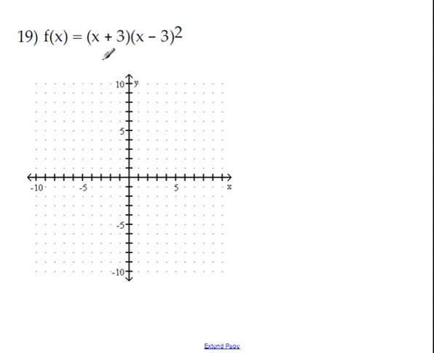Alright, so I get my minus 3 and my plus 3. Put those out here. Now what's weird is we got to make sure we take care of that 2. 2 means bounce, so when I get to this point I'm going to bounce off of it. I'm not going to go through that one. That's what I need to remember.